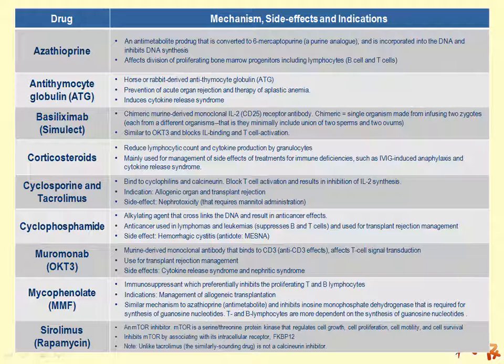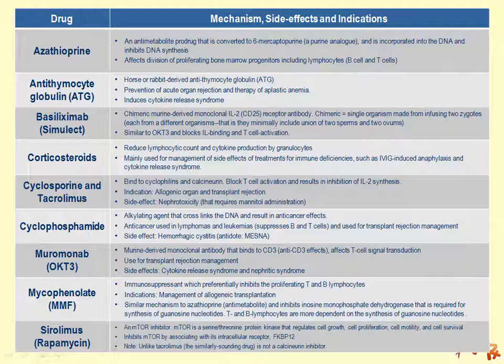Then we get to mycophenolate, MMF. This is an immune suppressant which preferentially inhibits the proliferating T and B cells. Indications are for management of allogeneic transplantation. It has similar mechanism of action to azathioprine and inhibits inosine monophosphate dehydrogenase that is required for synthesis of guanosine nucleotides. So it is an anti-purine medication.